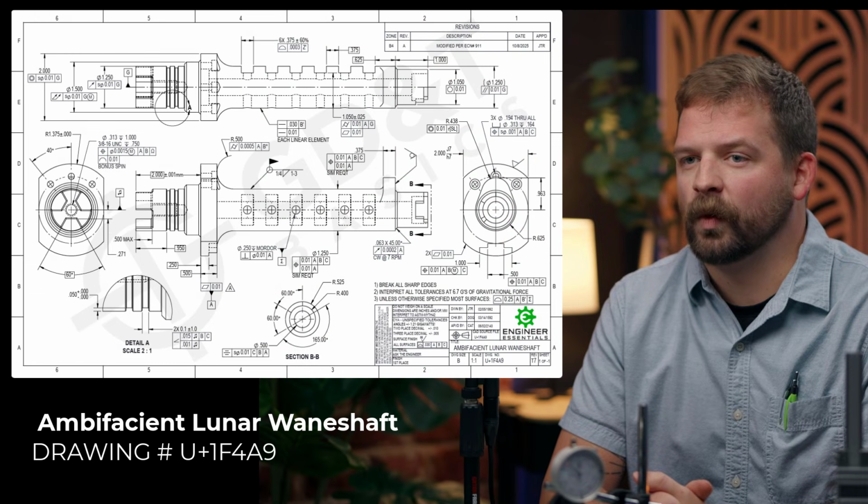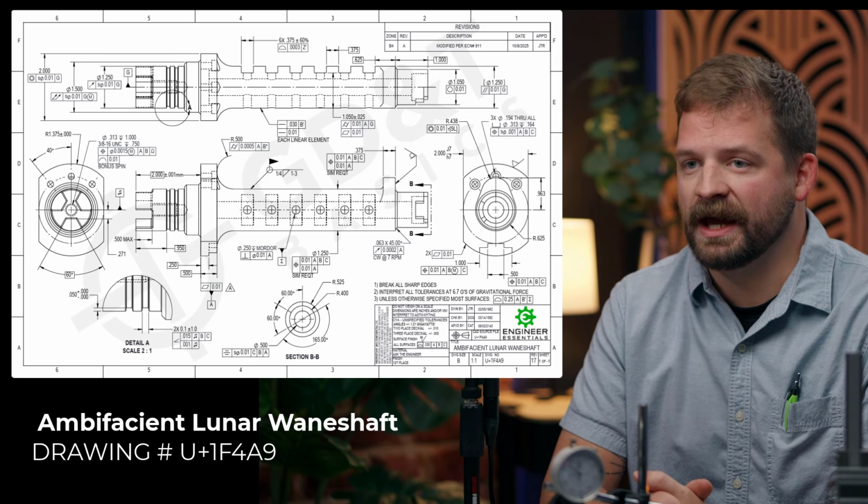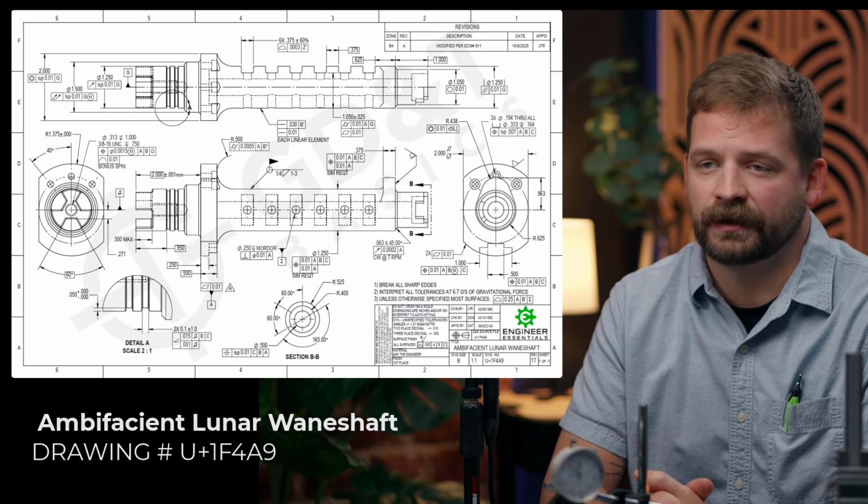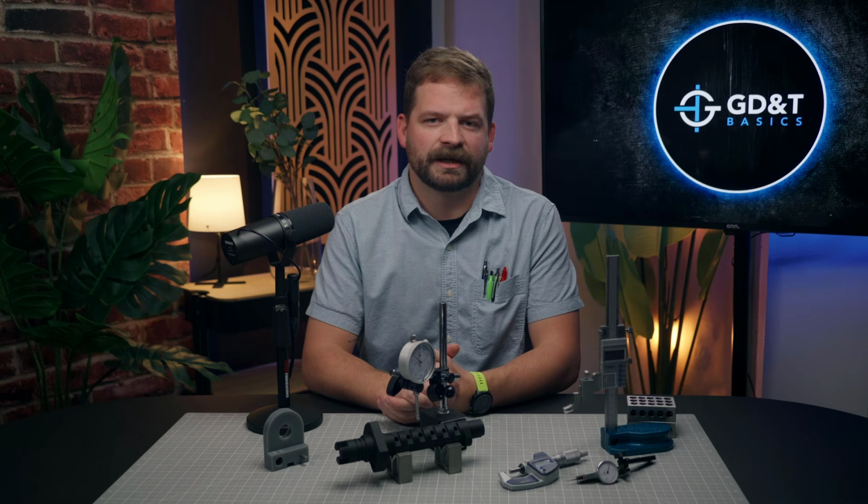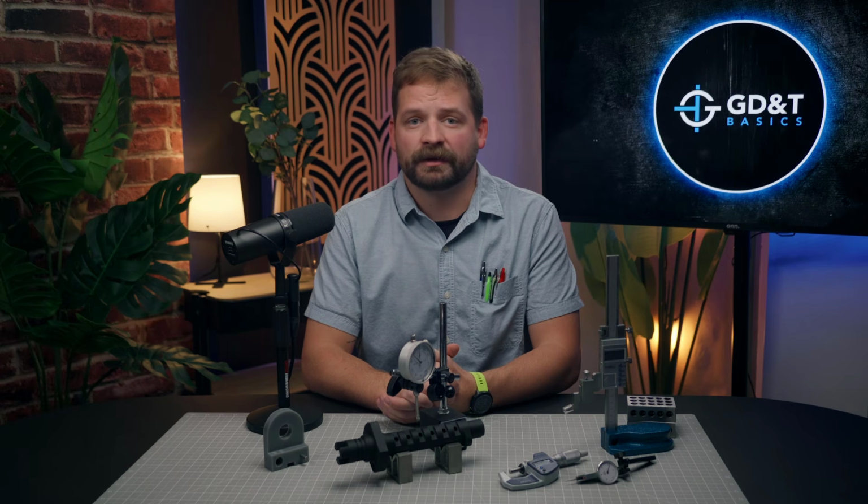Let's begin a detailed walkthrough of Drawing U+1-F4-A9 Revision Tango 7. Now, I want to remind everyone, this component operates at ambient pressure in a non-load-bearing environment, so obviously we're assuming integrated core tolerancing across the board.